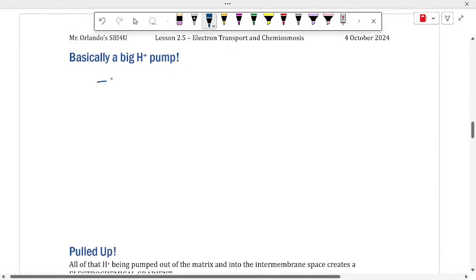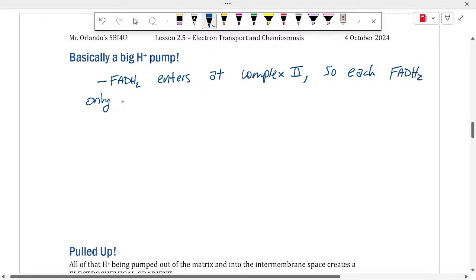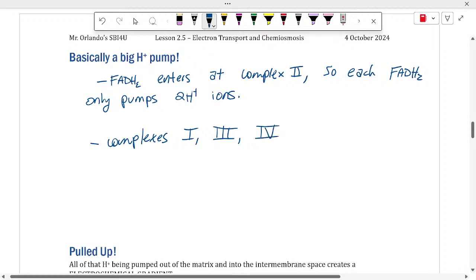We'll mention quickly FADH2 enters at complex 2. So each FADH2 only pumps 2 H+. So complexes 1, 3, and 4 are the pumps. You might not even need to write this if you can just read the diagram, but not a bad idea.